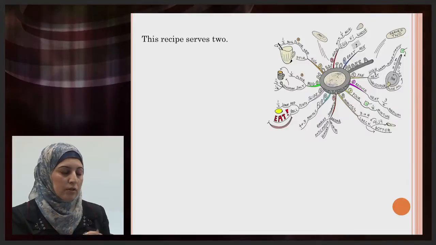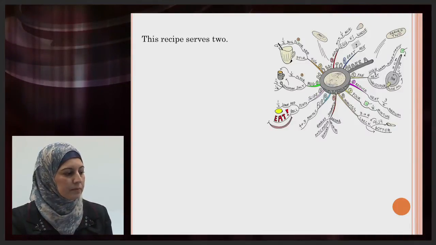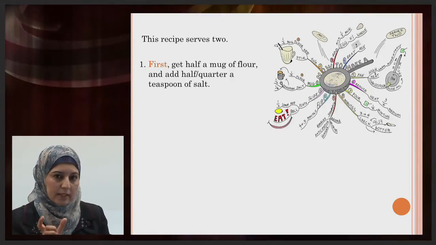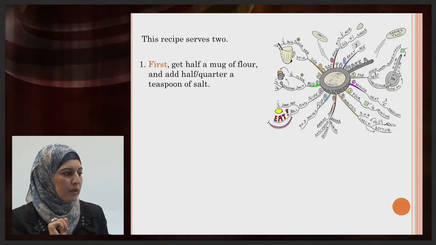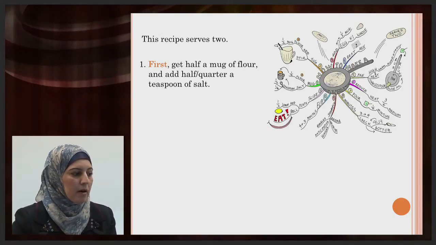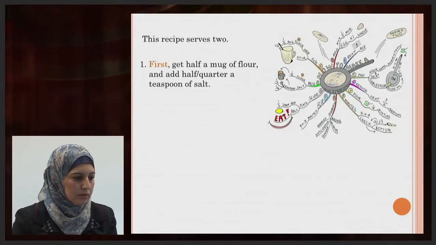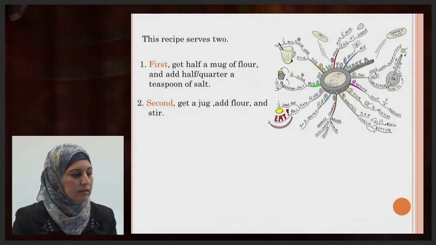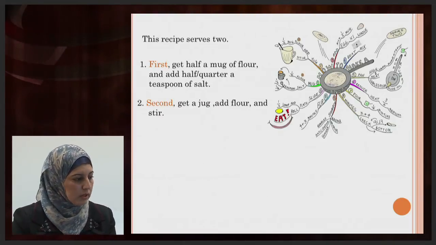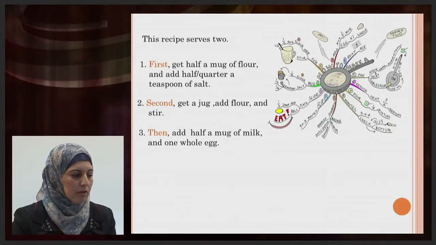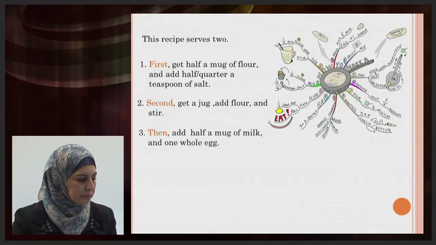Let's start with it. So I may say, this recipe serves 2. Again, it's not a part of the process. Let's start. First, and notice here the words, the linking words I am using. The transitions. Get half a mug of flour and add half or quarter a teaspoon of salt. Second, get a jug, add flour and stir. 3. Then add half a mug of milk and 1 whole egg.